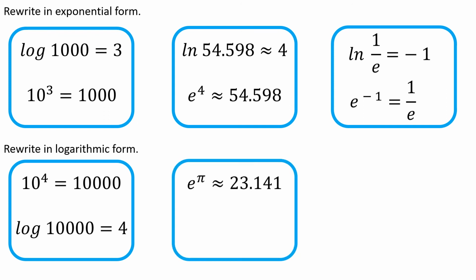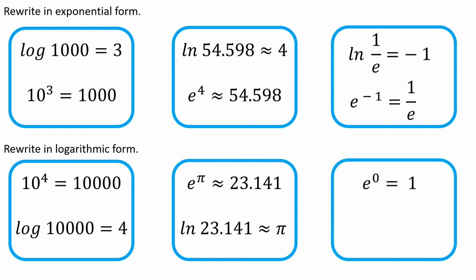e raised to the pi power is approximately equal to 23.141. Okay, so it's log base e, but I'm not going to write log base e. I'm going to write ln, the natural logarithm. So ln of 23.141 is approximately equal to pi. If you want to have some fun with your calculator, try to raise e to the pi power, and yeah, you better get a decimal that's pretty close to 23.